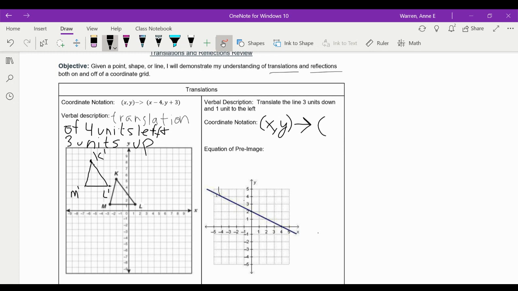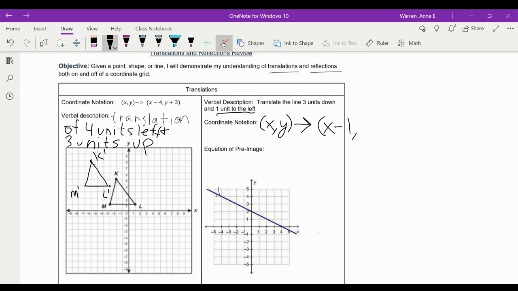So in that coordinate notation, what is going to happen to my x value? Well, once again, the x value determines whether we're moving right or left. So in this verbal description, it tells us that we're moving 1 unit to the left. So that is what is associated with my x value. And because I'm moving to the left, my x value is decreasing. So that becomes x minus 1.